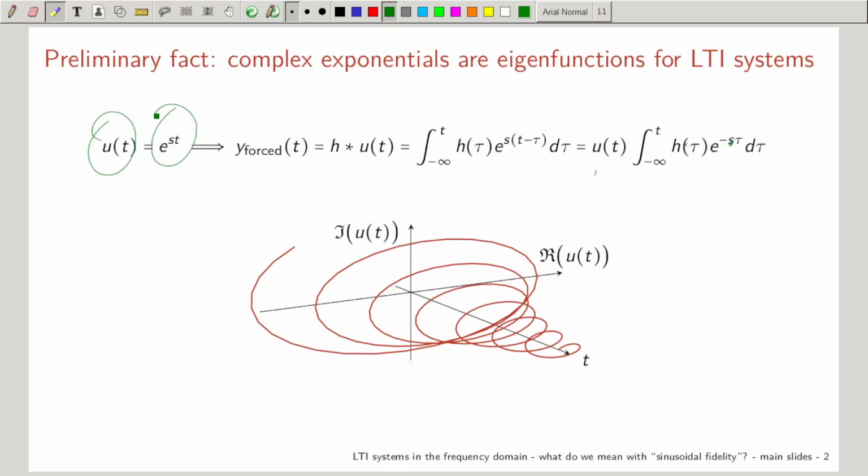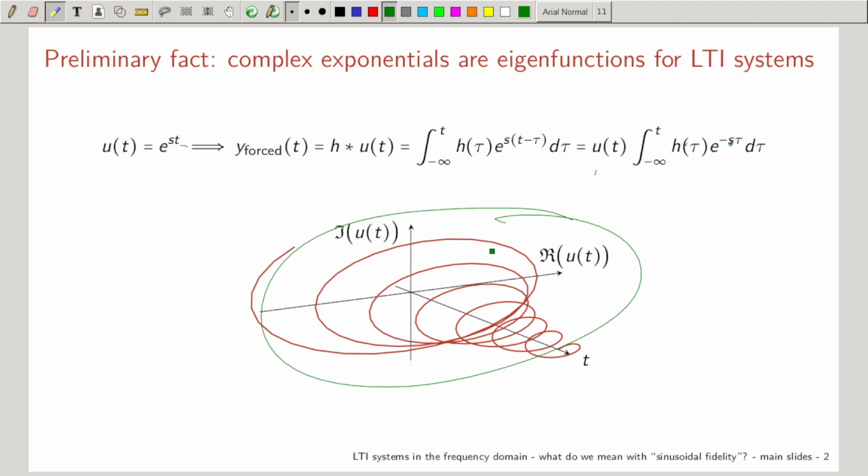u equals e^{st}. Given s means given complex exponential. Okay?